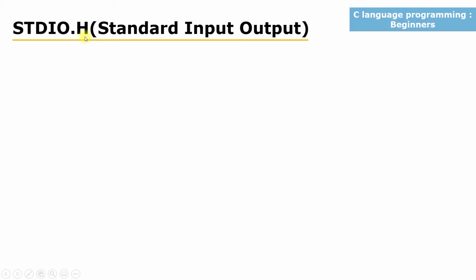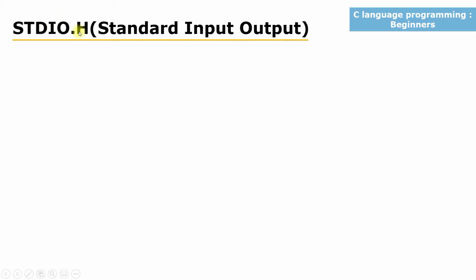stdio means standard input output. .h means header file. By looking at the header file name, we can identify which type of predefined functions it will contain. When we look at stdio.h, we can say that this header file contains a group of predefined functions related to standard input and output. Usually the standard input device is the keyboard and the standard output device is the monitor, as mostly we read data from the keyboard and display data onto the monitor.